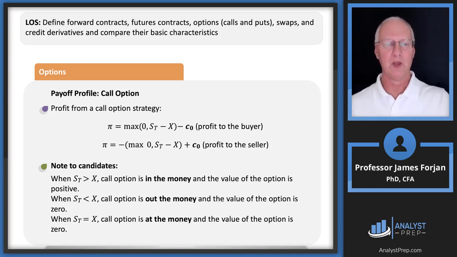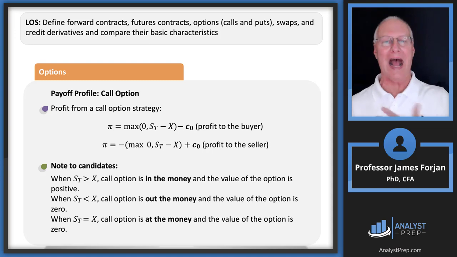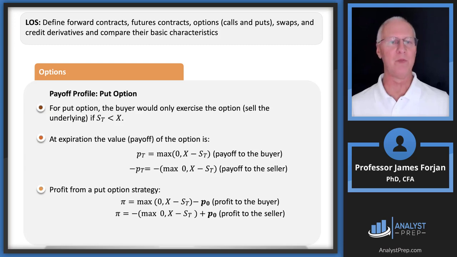So what are you hoping? You, as the option buyer, you're hoping that the option finishes in the money, right? 150 is greater than 100. I hope the option finishes out of the money, and I hope the option also finishes at the money, because if it finishes at the money or out of the money, I get to keep the premium you paid me.